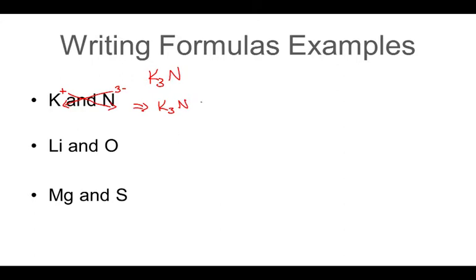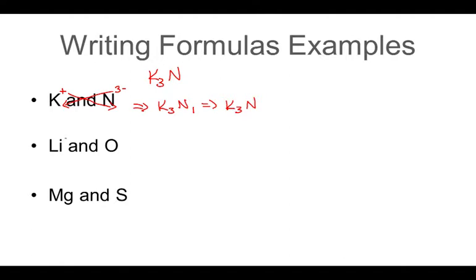Okay, but our second rule in the crisscross method is if we have a 1, it's just going to be understood, so we're just going to assume that it's 1, so it just becomes K3n. Alright, so notice how you end up with the same answer either way. This way you're just adding up charges to equal 0. This way you're crisscrossing the charges.